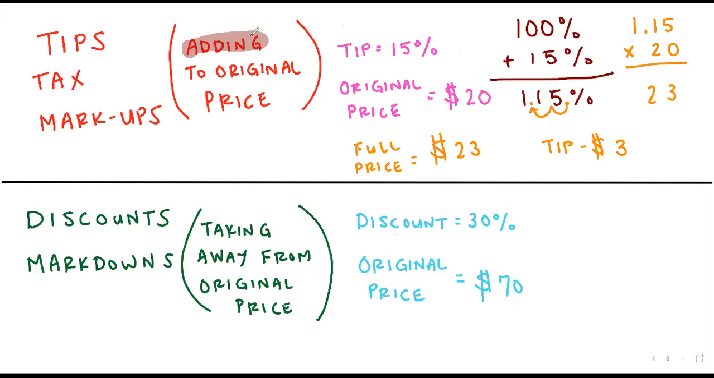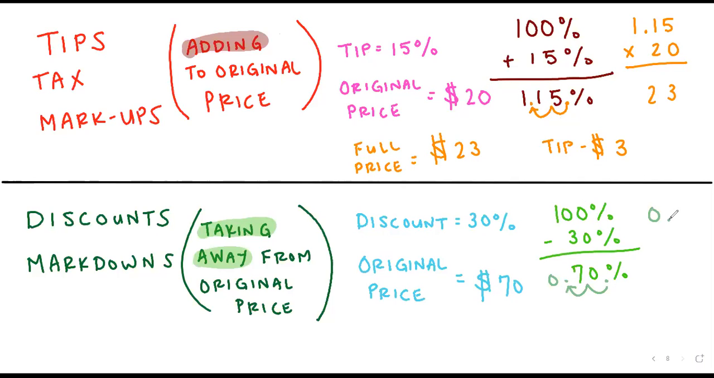Discounts and markdowns are taking away from the original price. So it is exactly the same process, but instead of adding, you're subtracting. So you still start with 100%. We're going to subtract the discount or the markdown. That will give us 70%. Then we are going to turn that into a decimal. So that would become 0.70.